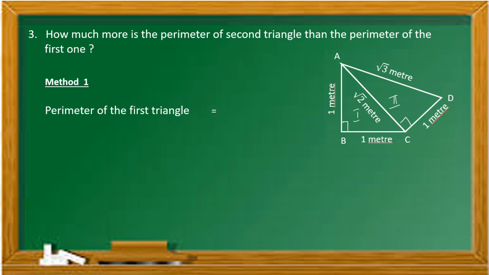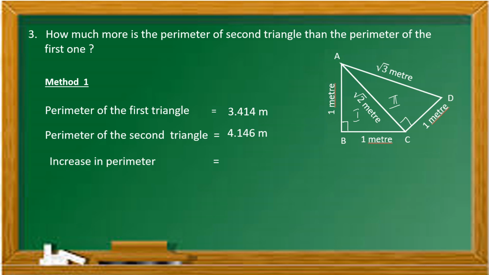That is 3.414. How we got it? Yes, we got it from the first question in this class, isn't it? And what is the perimeter of the second triangle? Yes, that we just found out as 4.146 meter. And my question is, how much more is the perimeter of second triangle than the perimeter of first one? And how will you find that increase in perimeter? Yes, by subtracting the perimeter of the first triangle from the second triangle.